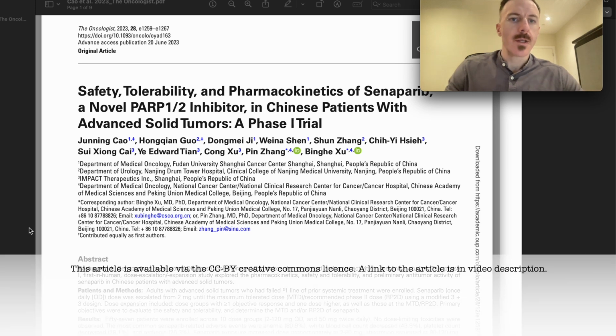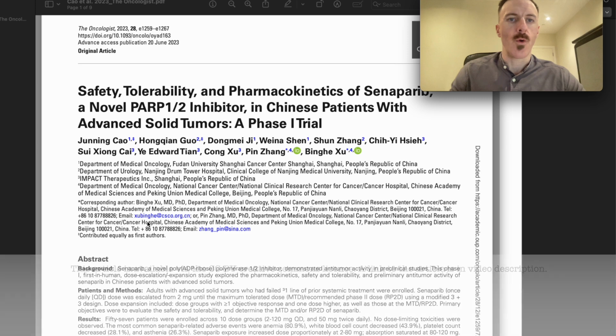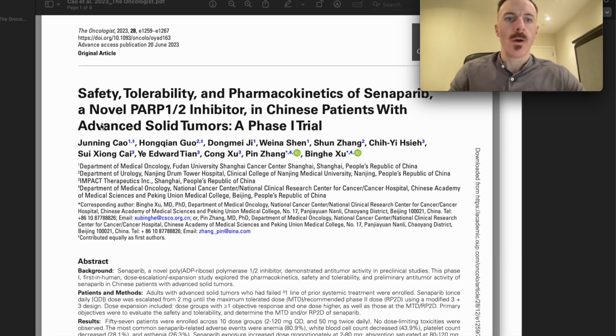So let's have a look at the development of a method section for a phase one paper. We'll use this paper on the safety, tolerability, and pharmacokinetics of senapid, hope I'm pronouncing that right, for solid tumors. And this is a Chinese study.